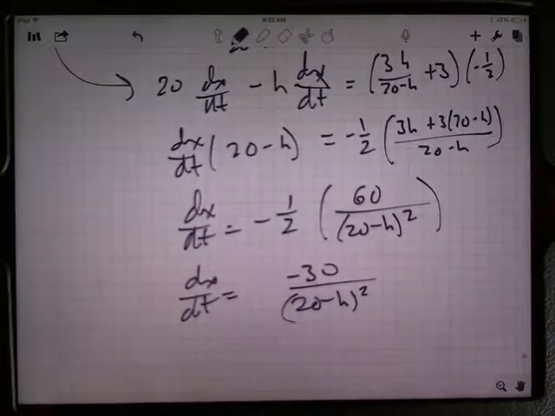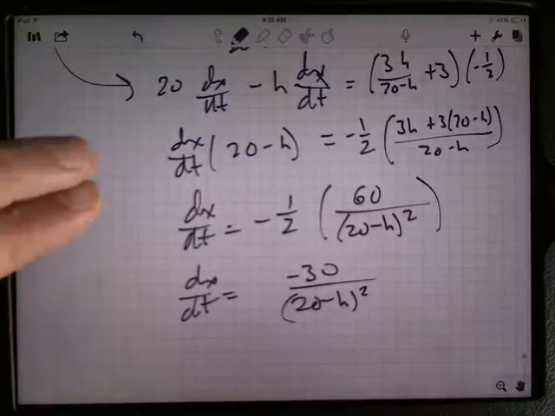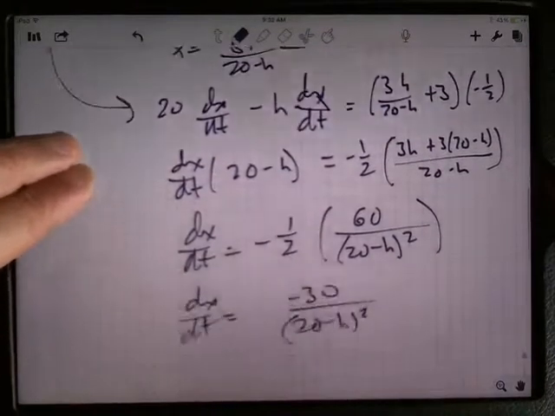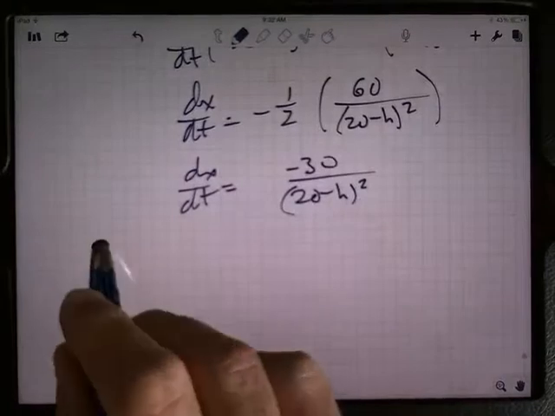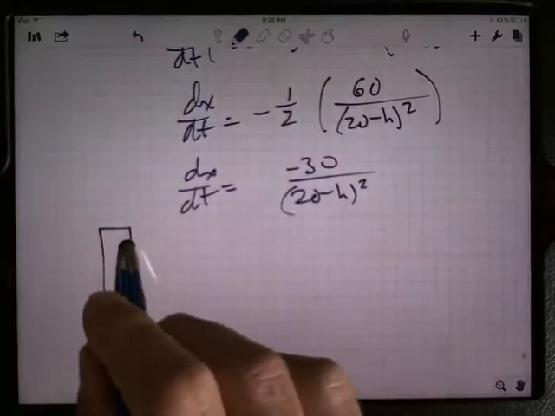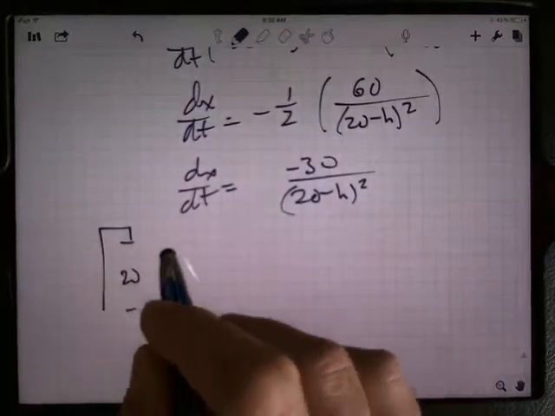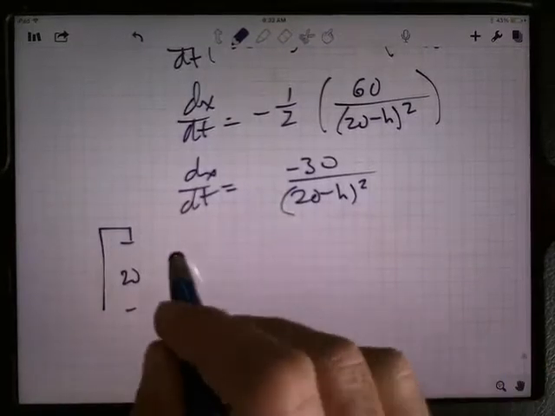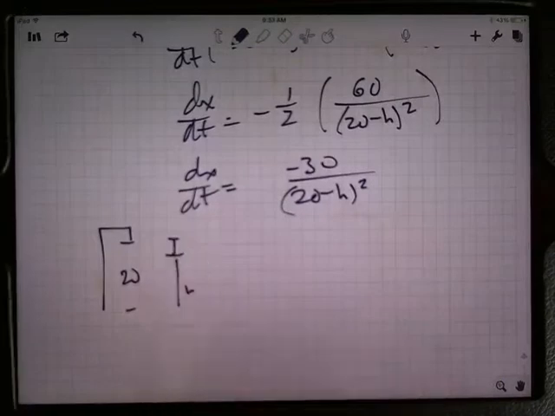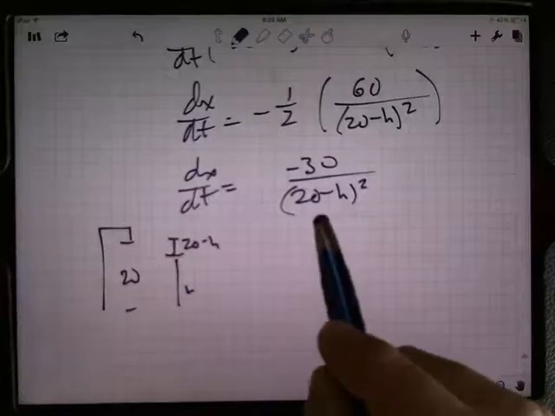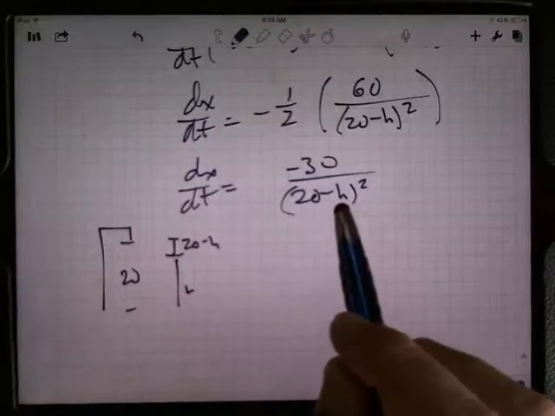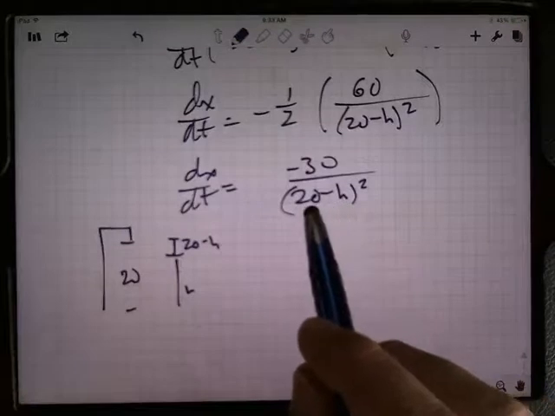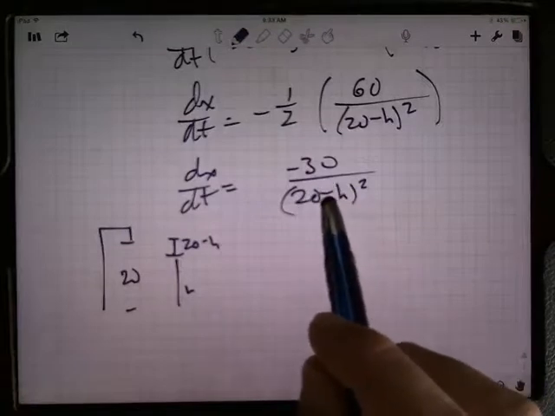Now, notice one thing here. 20 minus h, I'll draw the picture again. Here's the street light. The distance from the street light to the ground is 20. The snowflake's over here. h was this much. So 20 minus h is the distance that it's fallen below the street light. Notice that when h is 20, this thing is 0 and you're trying to divide by 0.